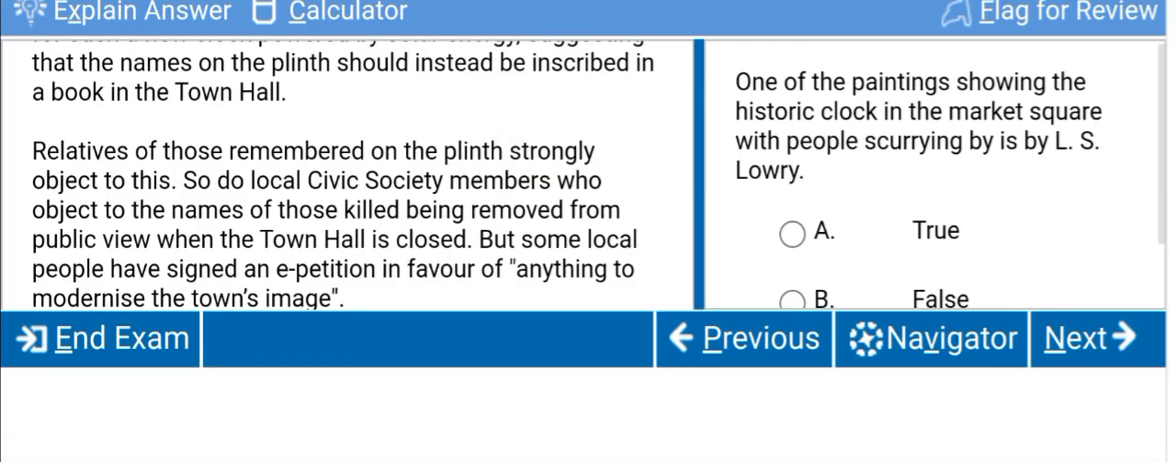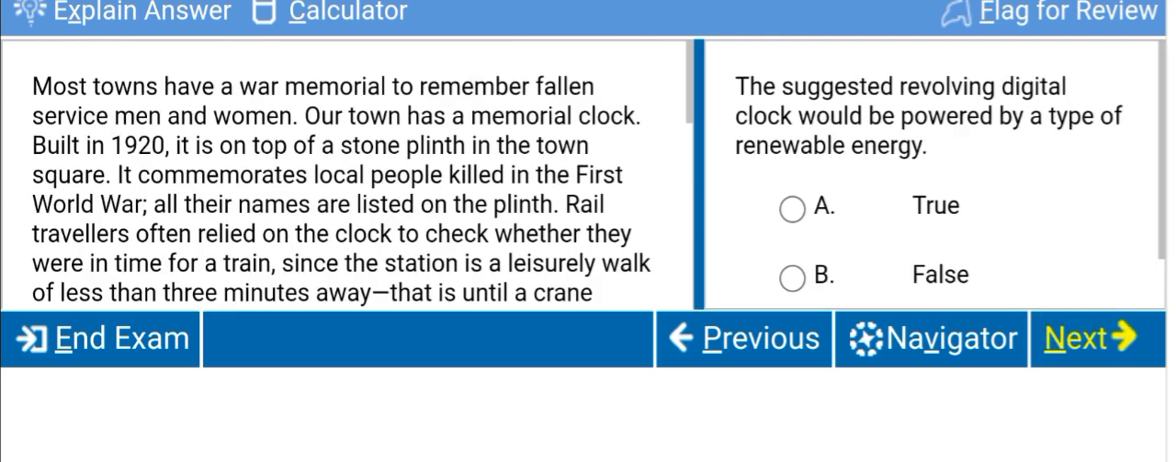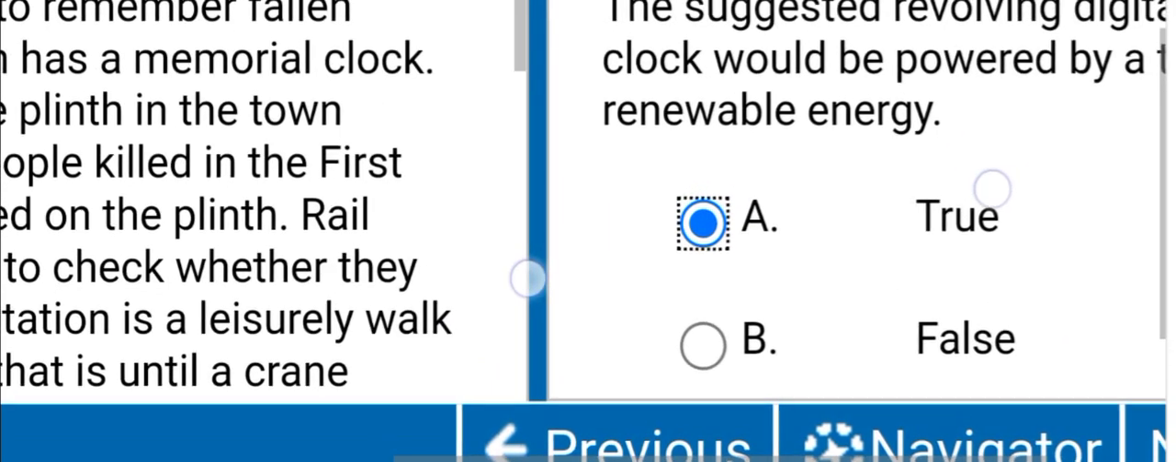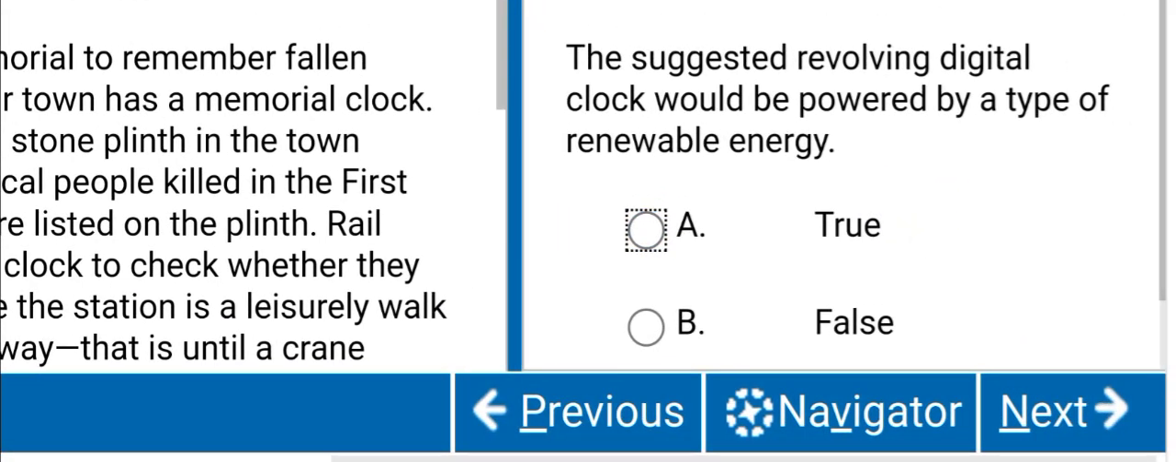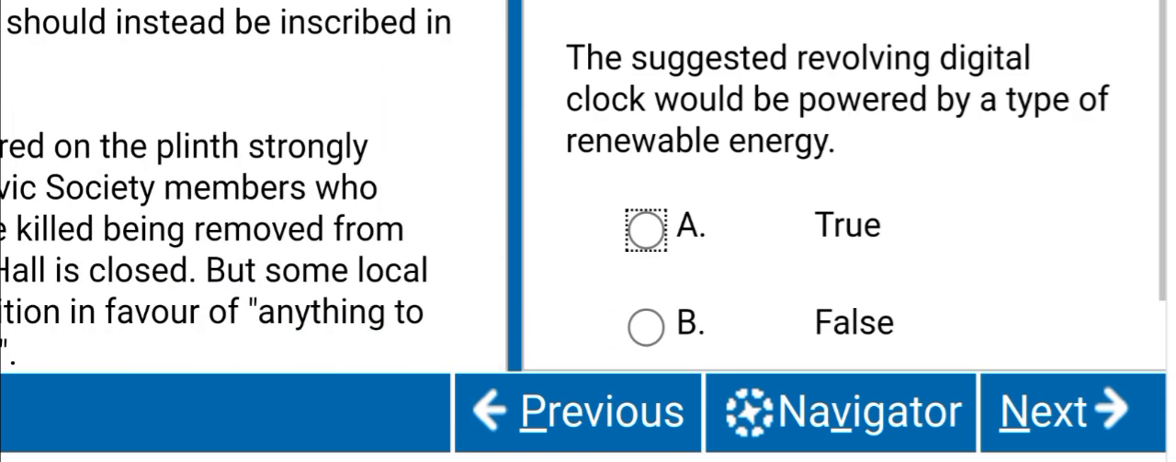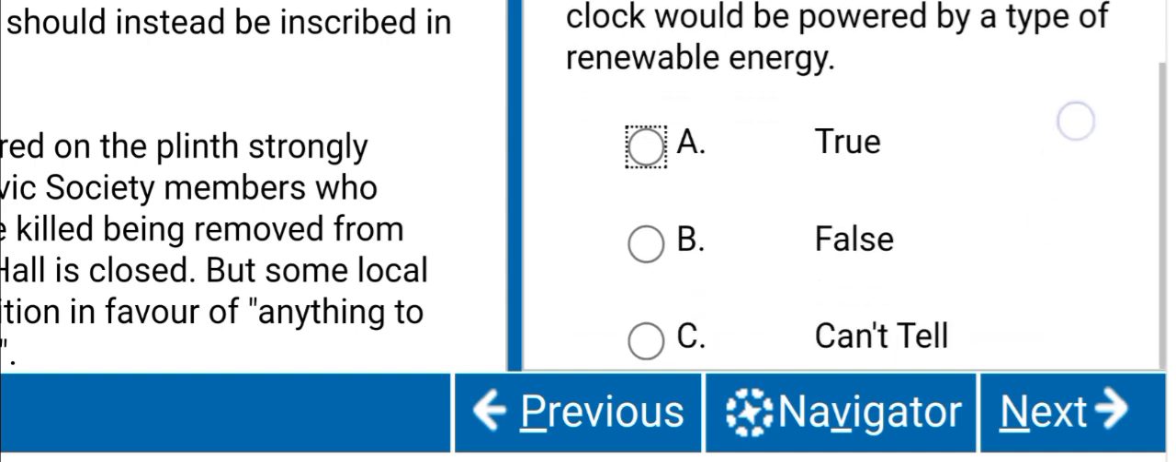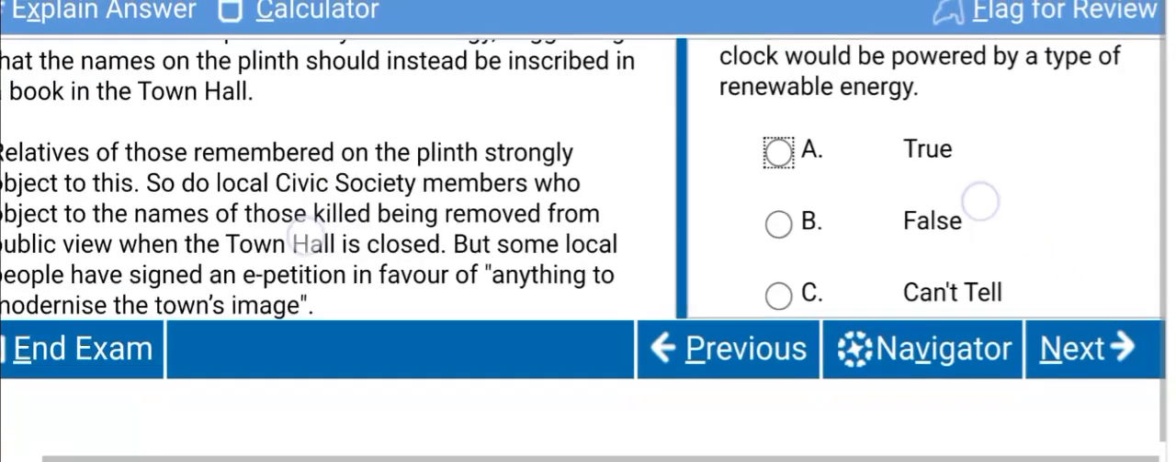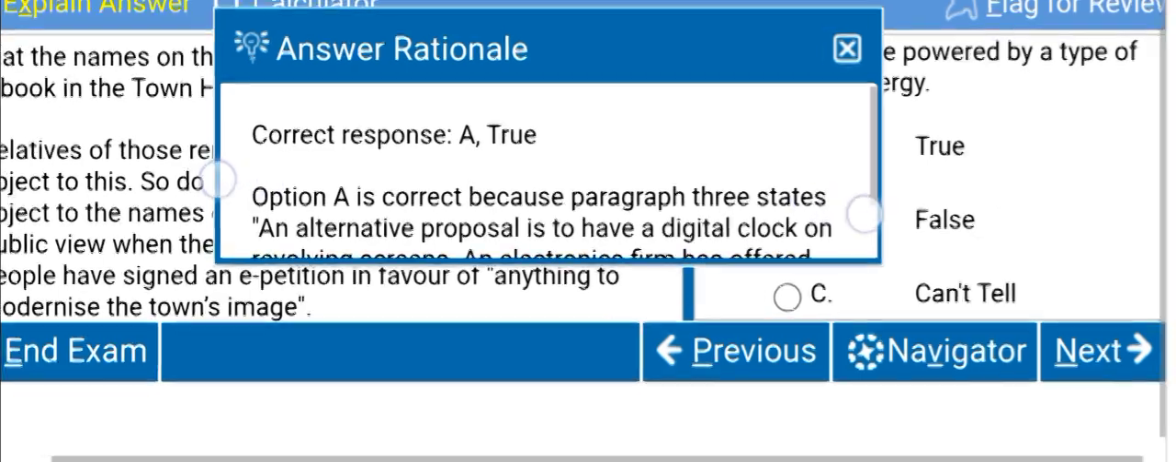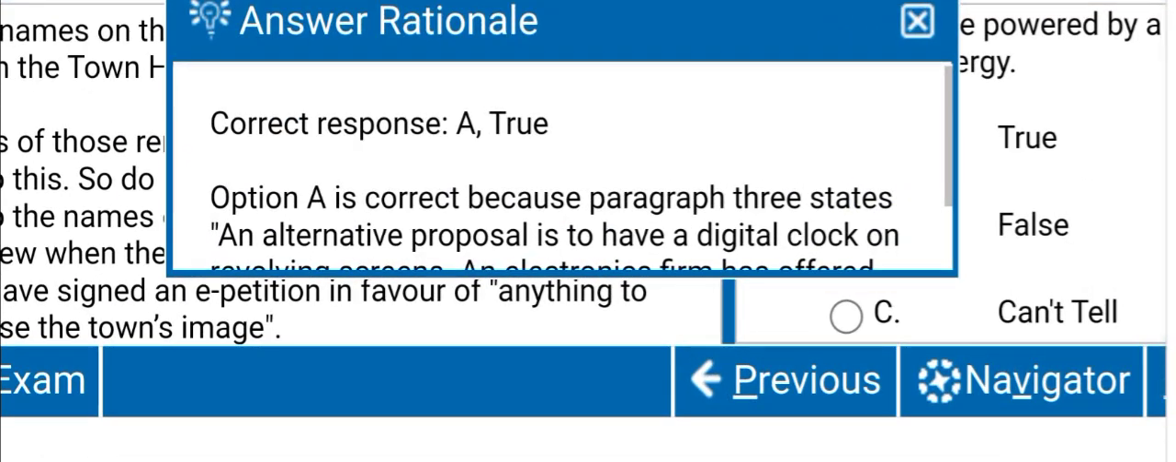Okay, so let's move towards the next question. The suggested revolving digital clock would be powered by a type of renewable energy. Option A, true. Option B, false. Option C, can't tell. So the correct response is option A, which is true.